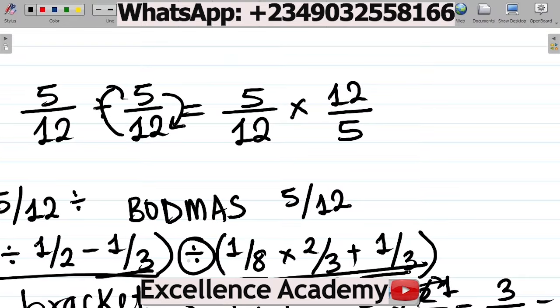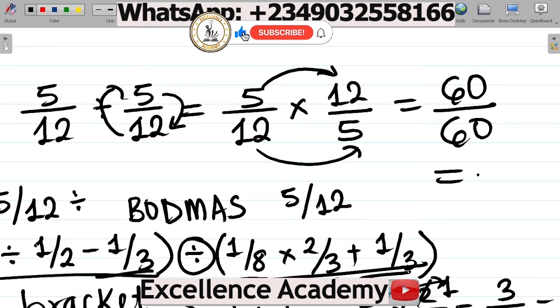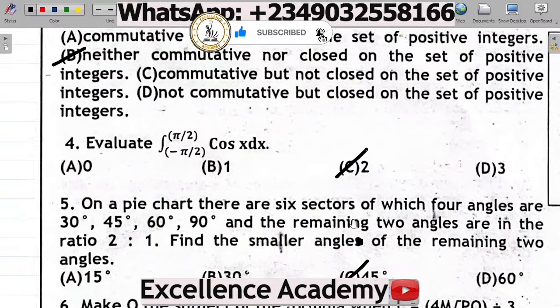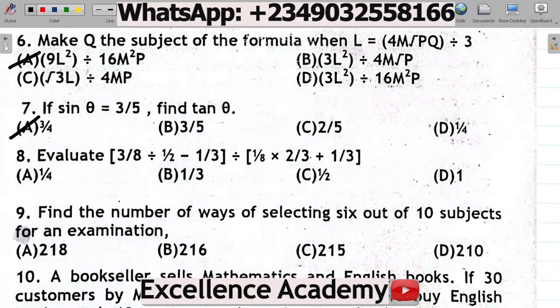Now, working on this, this is equal to 5 times 12, what you have there is 60, all over 12 times 5, what you have there is 60. 60 divided by 60 gives you 1. So the correct answer there is 1. So let's see which option that is. For question 8, the correct answer there is D, which is 1.